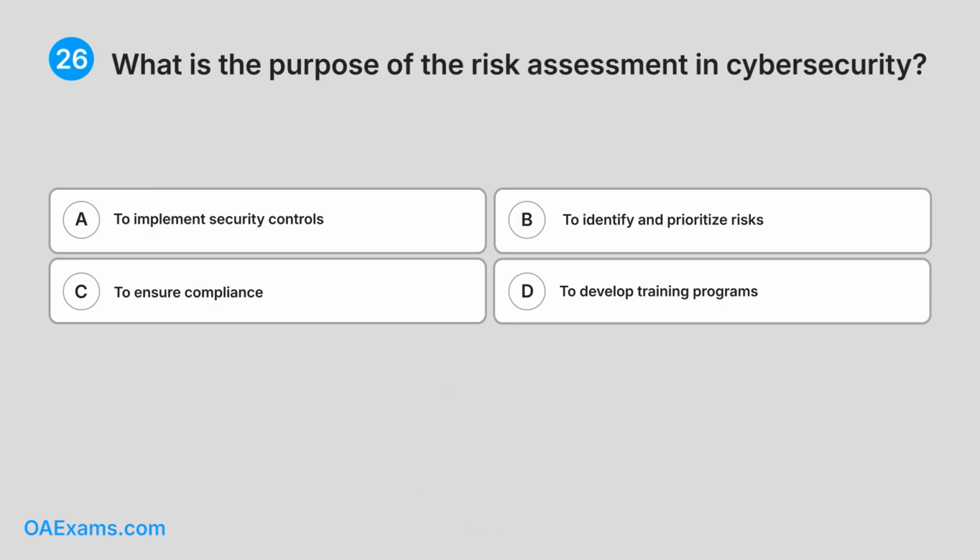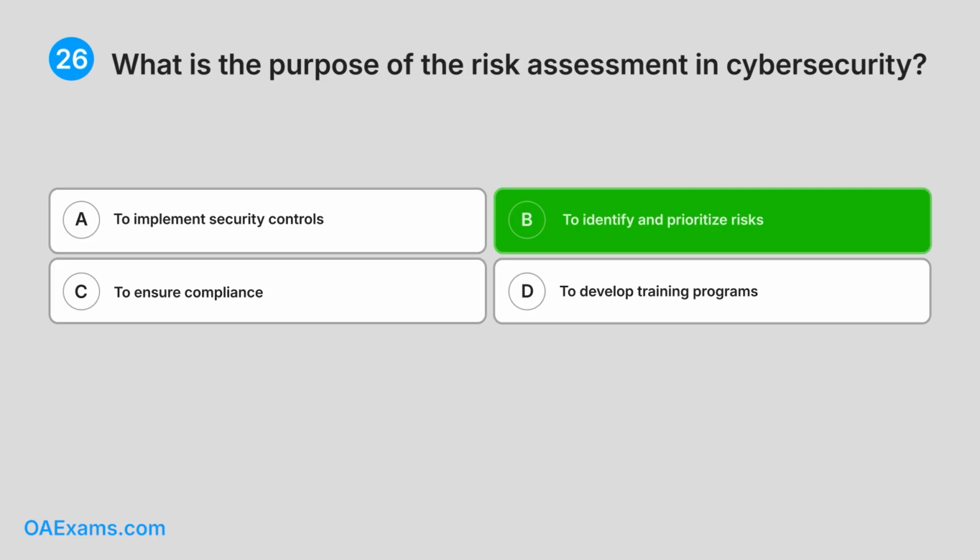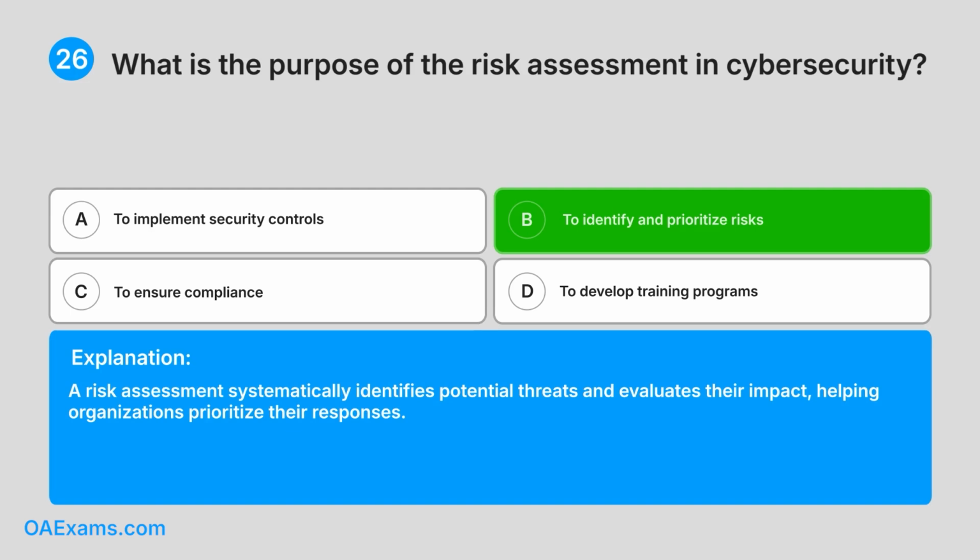Correct answer. B. To identify and prioritize risks. Explanation. A risk assessment systematically identifies potential threats and evaluates their impact, helping organizations prioritize their responses.